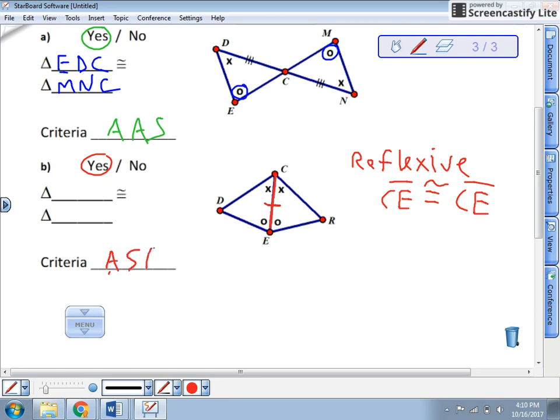Angle, side, angle. We got the two angles with the side in between. And then we've got to label them. Again, so this one over here, I'll start with angle. I'll call this one D. And then I'll go to C, E.